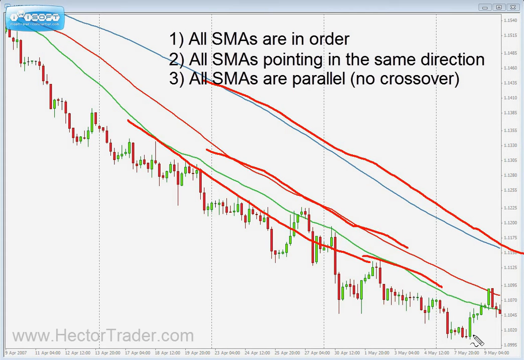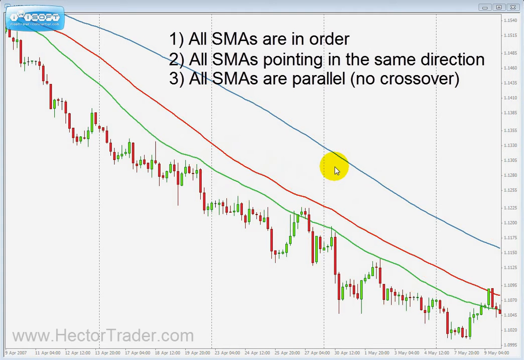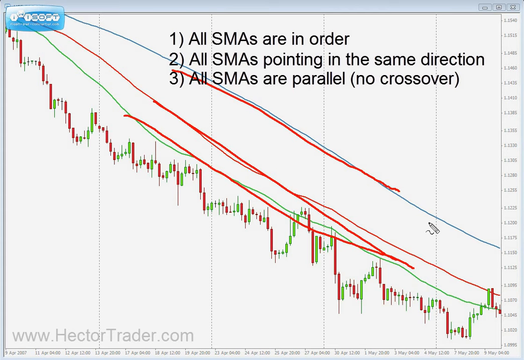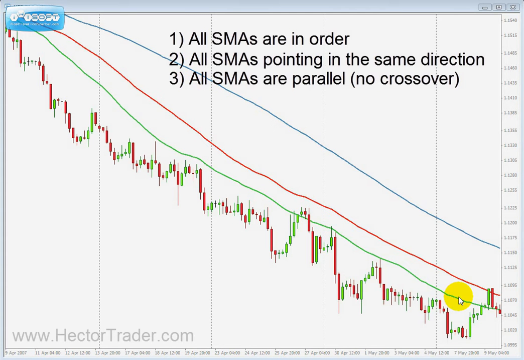On those moving averages, they are all parallel to each other, with no crossover whatsoever. Always the 30 moving average remains below the 50, and the 50 always below the 100. Always parallel to each other, always pointing in the same direction, and no crossover whatsoever. So far, so good. We are certainly, for the time being, downtrending.